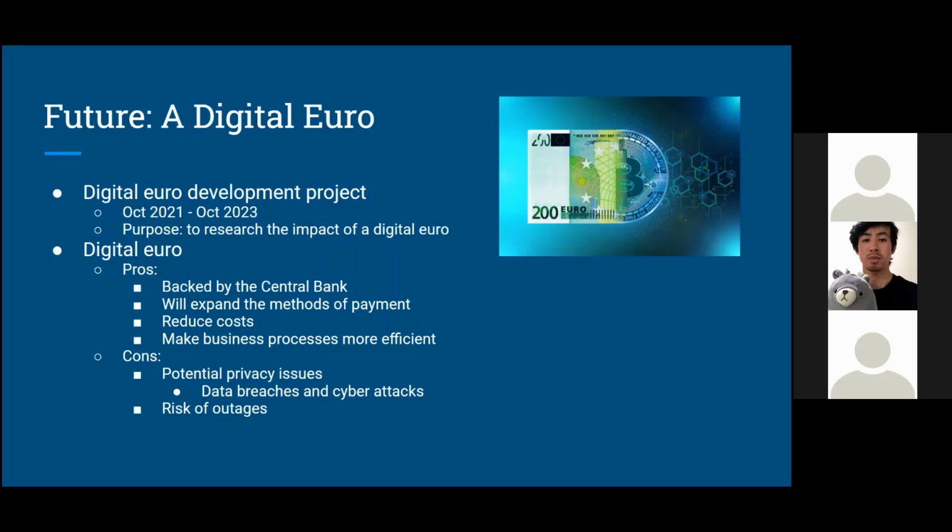So they would need to create offline payments to make sure that payments can be made anywhere. Some risks associated with the implementation of a digital euro include data breaches or cyber attacks. In addition, general outages or tech issues would be devastating for millions of people who would rely on the system on a daily basis.